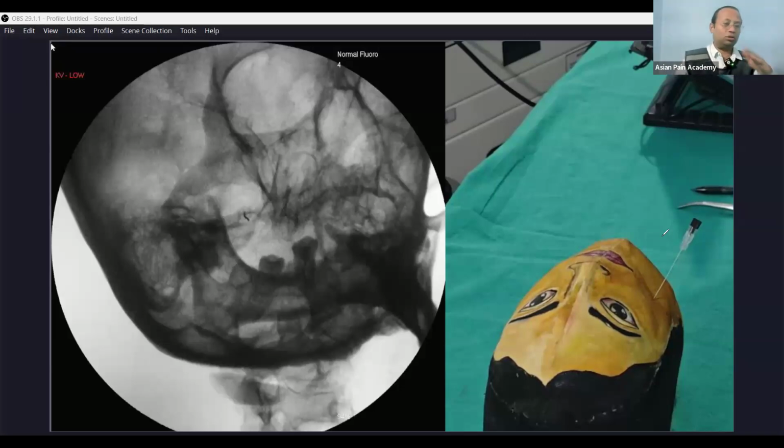So after going some amount of depth, now I will not go more. What I will do now is see a lateral view.